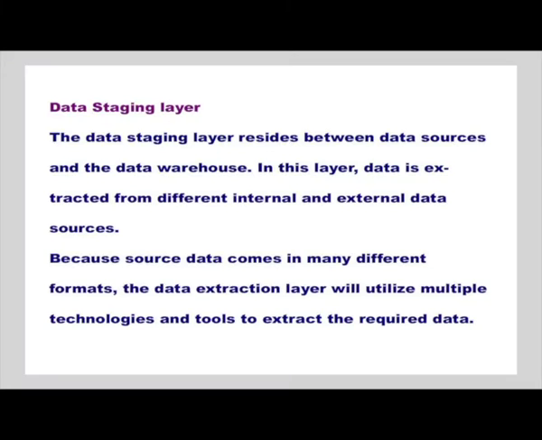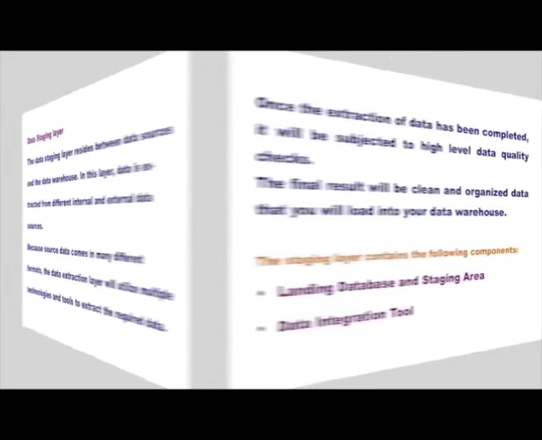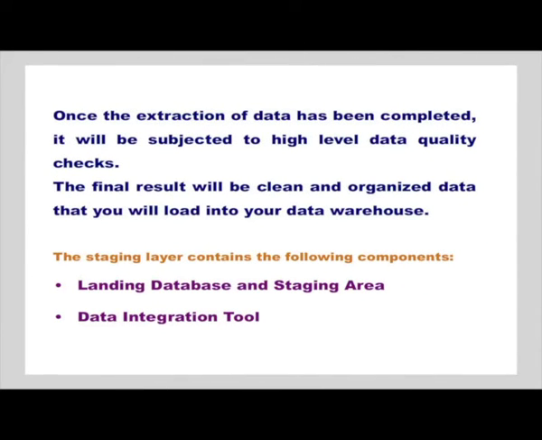Next, we can see the function of the data staging layer. The data staging layer resides between data sources and the data warehouse. In this layer, data is extracted from different internal and external data sources. Because source data comes in many different formats, the data extraction layer will utilize multiple technologies and tools to extract the required data. Once the extraction of data has been completed, it will be subjected to high level data quality checks. The final result will be clean and organized data that you will load into your data warehouse.